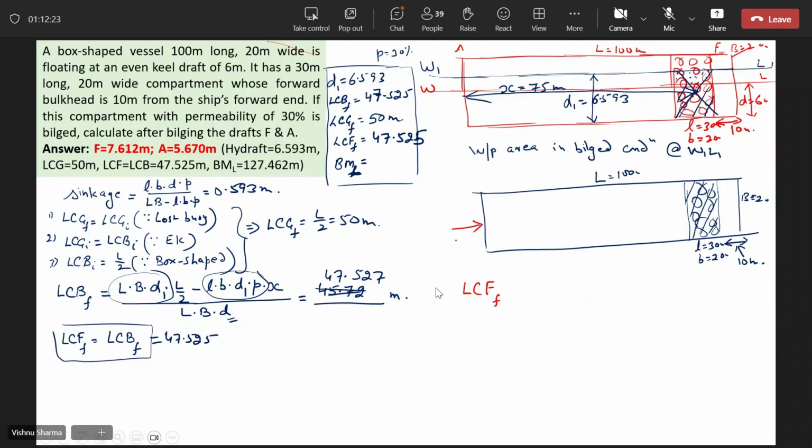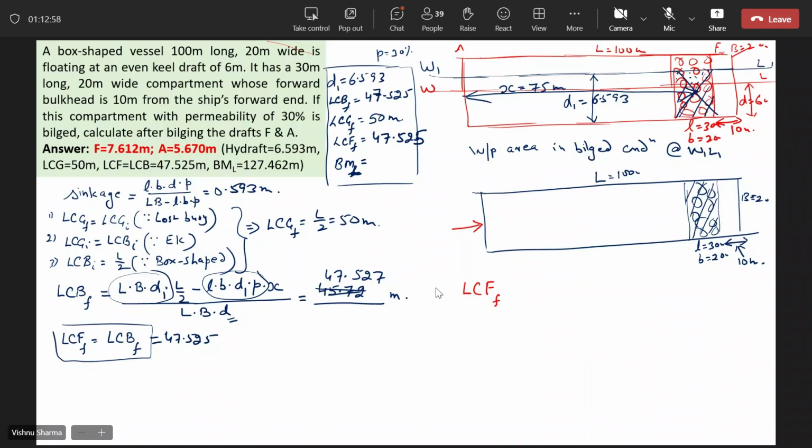What do I need? I need the moment of the intact water plane about the after perpendicular, which you used in Simpson's rules, and you have to divide by the intact water plane area. Correct, guys? You are getting the moment of area and dividing by area to get the distance, right? In Simpson's rules, when you are finding AF, you are getting the moment of the water plane area about the after perpendicular and dividing by the water plane area. Correct, guys? Yes, sir.